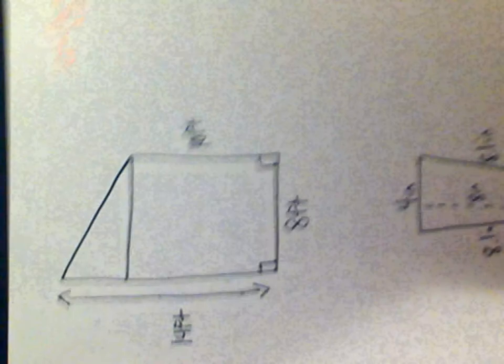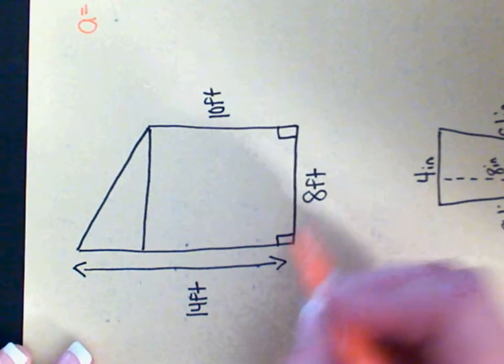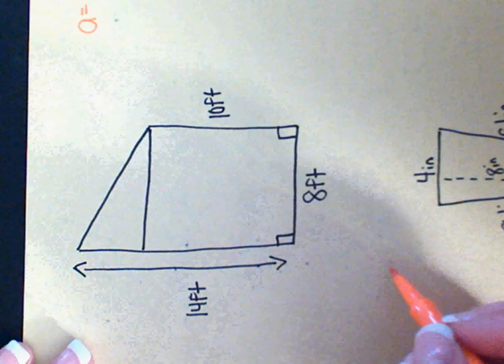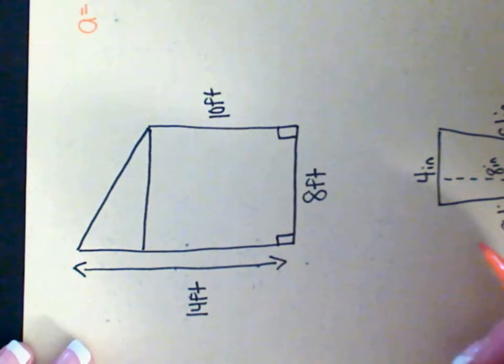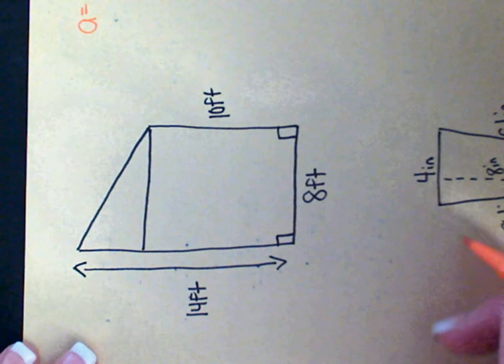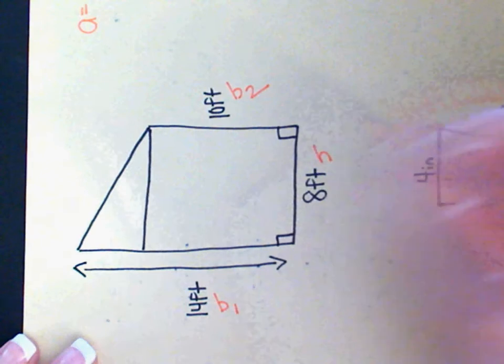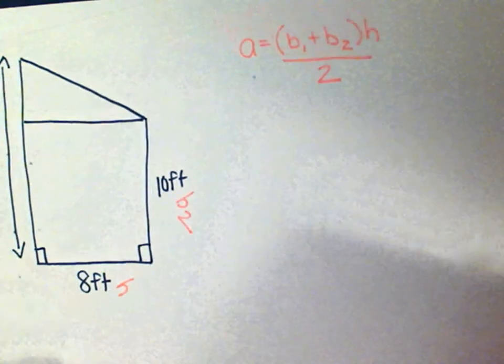Well, I can always turn my picture, and now that looks like something a little more familiar. I have a height running from bottom to the top. I have those right angles like I need. I have a base on the bottom that's different from the base on the top. So I'm going to go ahead and label this base 1, base 2, and this would be my height.